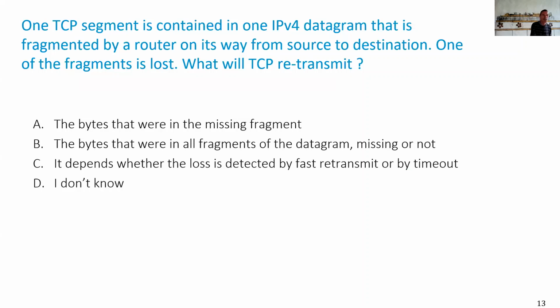So this is how fragmentation works. Now, a quick poll. Assume we use TCP. One TCP segment is contained in one IPv4 datagram, but it's too large. Like, assume the example before, it was used by TCP here. And assume one of the fragments is lost. What will TCP retransmit?